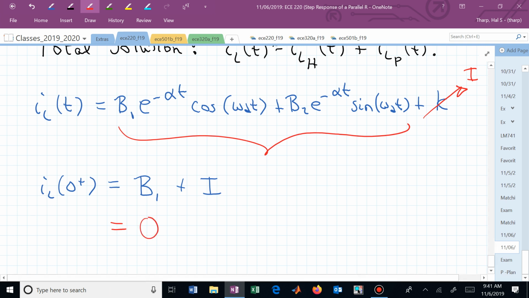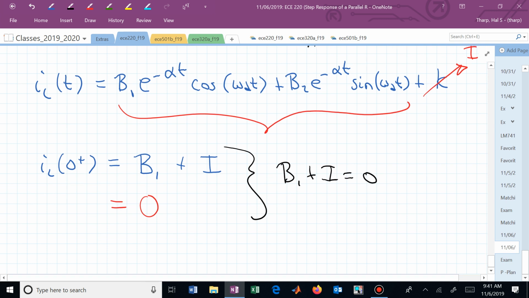It was 0. We combine those. We now know that B1 plus I is equal to 0, and I is not the identity matrix. I is the value of our current source, so B1 is now minus I.